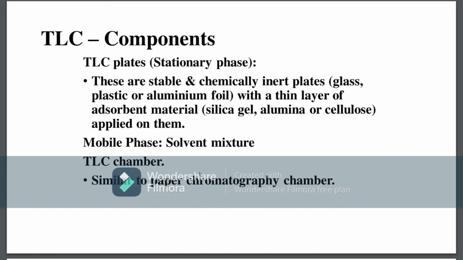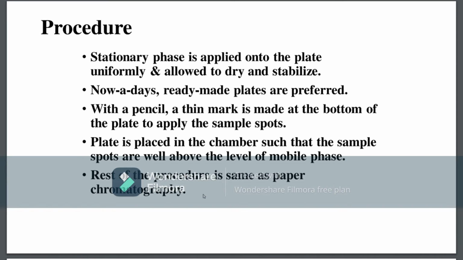The mobile phase is a solvent mixture. We need a TLC chamber, and it is similar to the paper chromatography chamber. The stationary phase is applied onto the plate uniformly and allowed to dry and stabilize. Nowadays ready-made plates are preferred. With a pencil, a thin mark is made at the bottom of the plate to apply the sample spots. The plate is placed in the chamber such that the sample spots are well above the level of the mobile phase. This is the same procedure as for paper chromatography. The rest of the procedure is the same as paper chromatography.